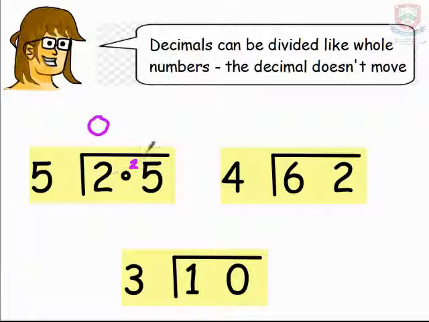So how many 5's in 25? It's 5. So is my answer 5? Are there 5 5's in 2.5? Well, that can't be right. What we have to do is make sure that this decimal point stays in the same place in our answer. So therefore we have 2.5 divided by 5 equals 0.5.